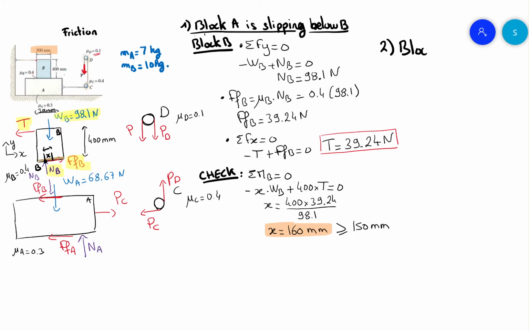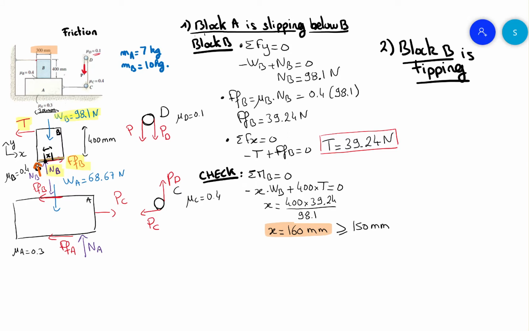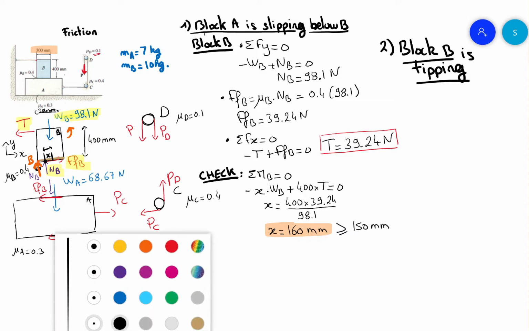The block on the top, block B, is tipping. I'm still looking at the block B. If it's tipping, it means that NB is just on the corner. You see, if A is going to the right, this one will tend to rotate in this direction, and the last contact will be with the corner B. We have NB, we have FFB, and we have T.